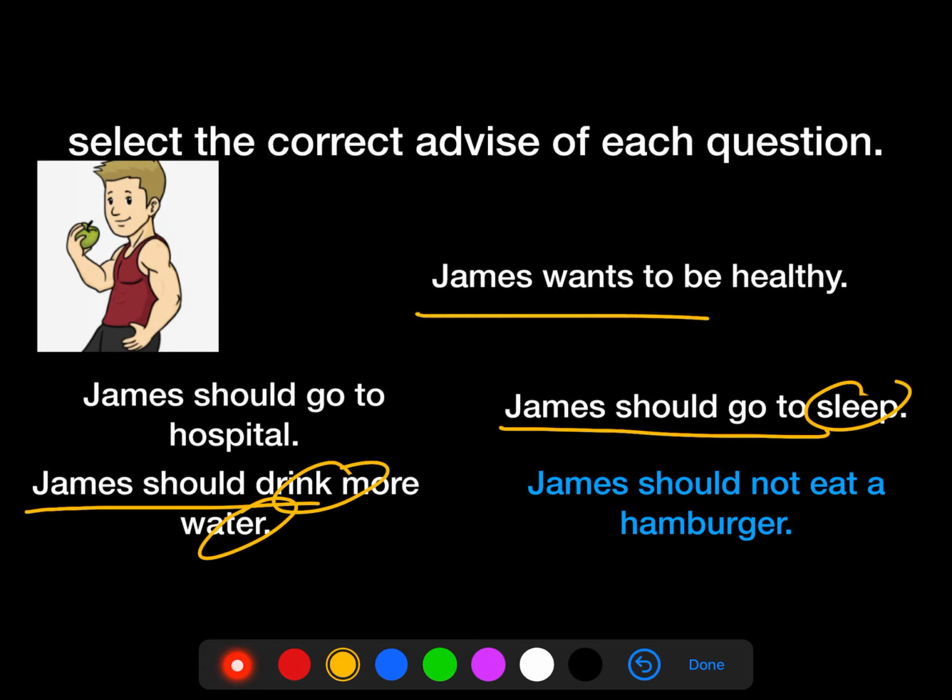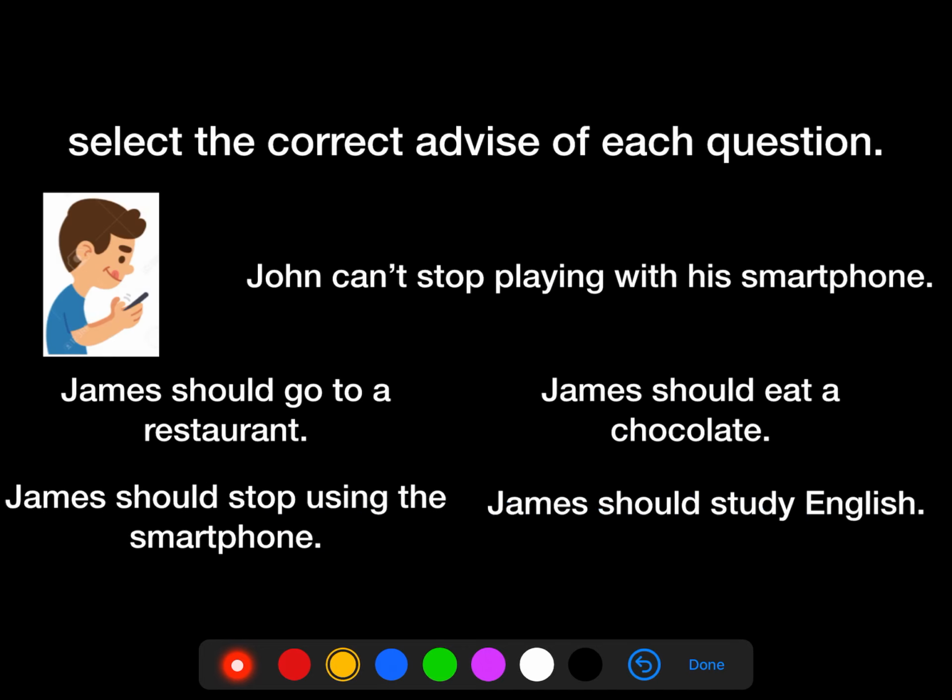No, he's not thirsty right now. He wants to be healthy. Then what should he do? James should not eat a hamburger. This is the right question. This is the right advice.